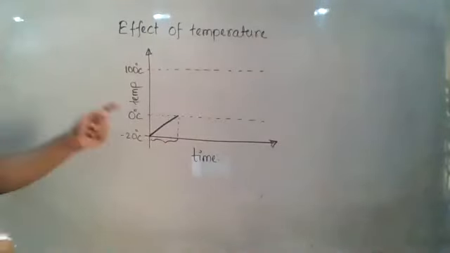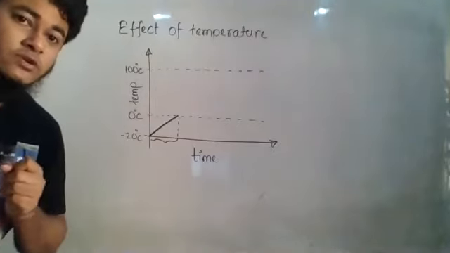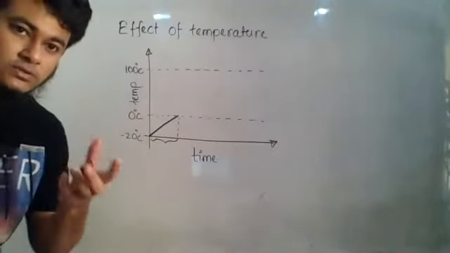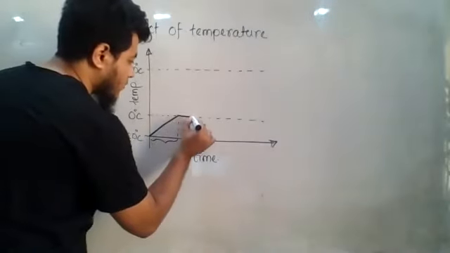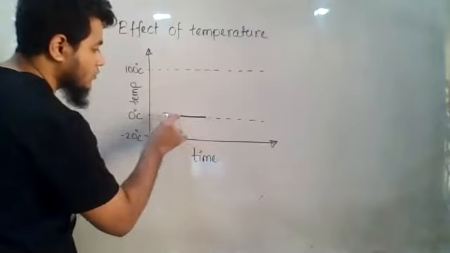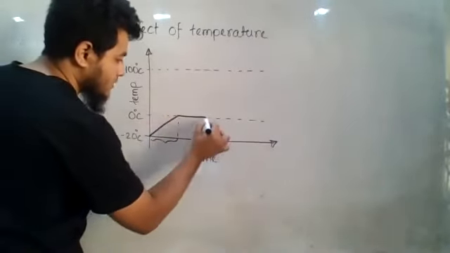Then what will happen? As soon as it reaches 0 degrees Celsius, I know that the temperature will not increase for some minute or some time, right? What is happening? The time is moving forward, but the temperature is not going up or coming down. It is remaining same for certain time.